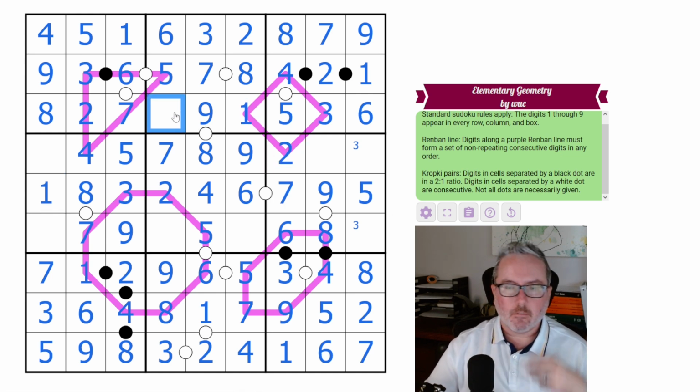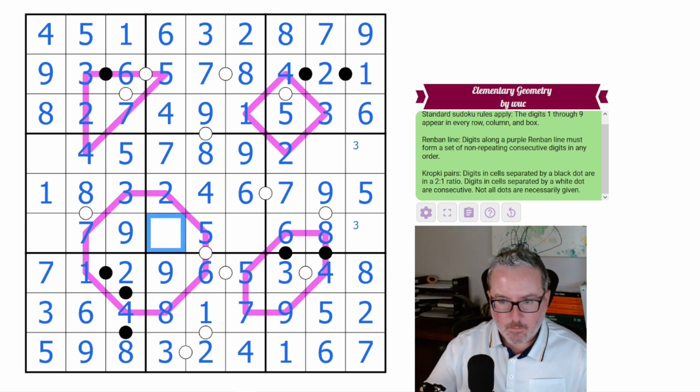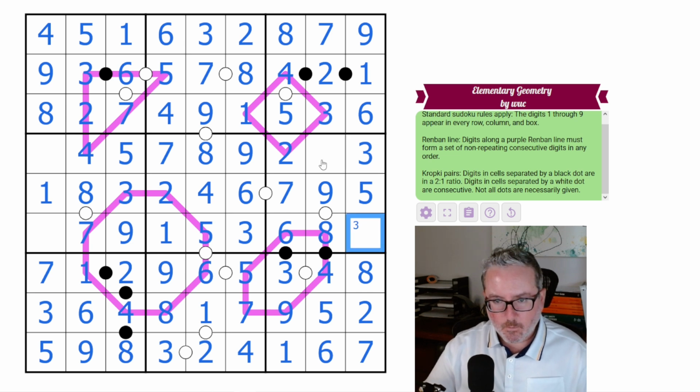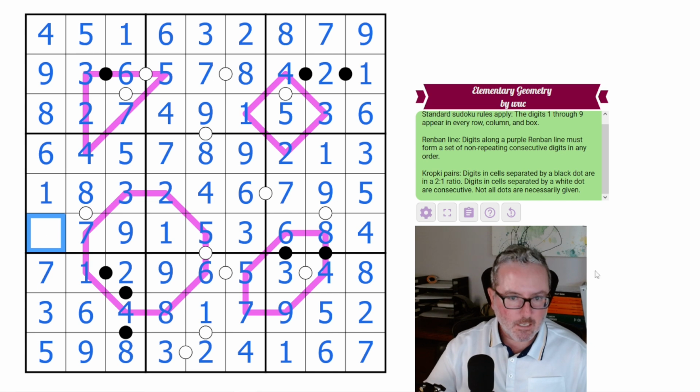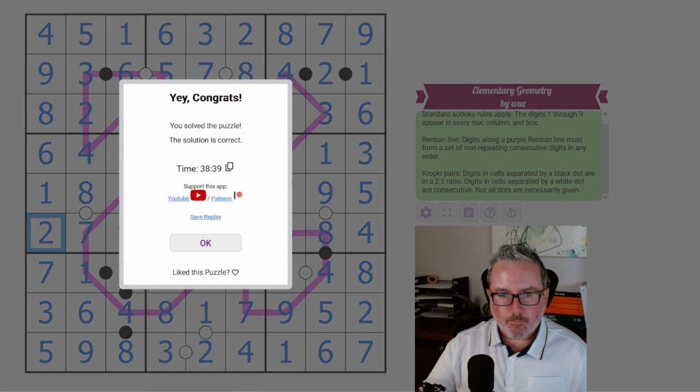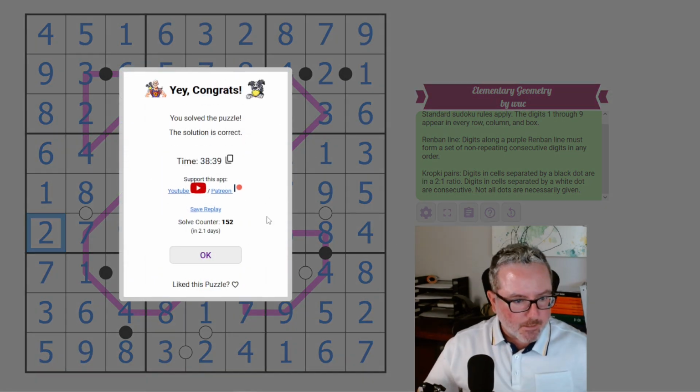So we can just kind of go through and finish off what we've got. This has to be 4. This has to be a 1 for the column. This has to be a 3 for the box and the column. That finishes our 3s. We need a 1 in one of these two, and we've got a 1 here, so let's put a 1 in, and 4. And now we've got 2 digits that are just given. What are they going to be? 6 and 2. Hey, there we go. You solved the puzzle. The solution is correct.